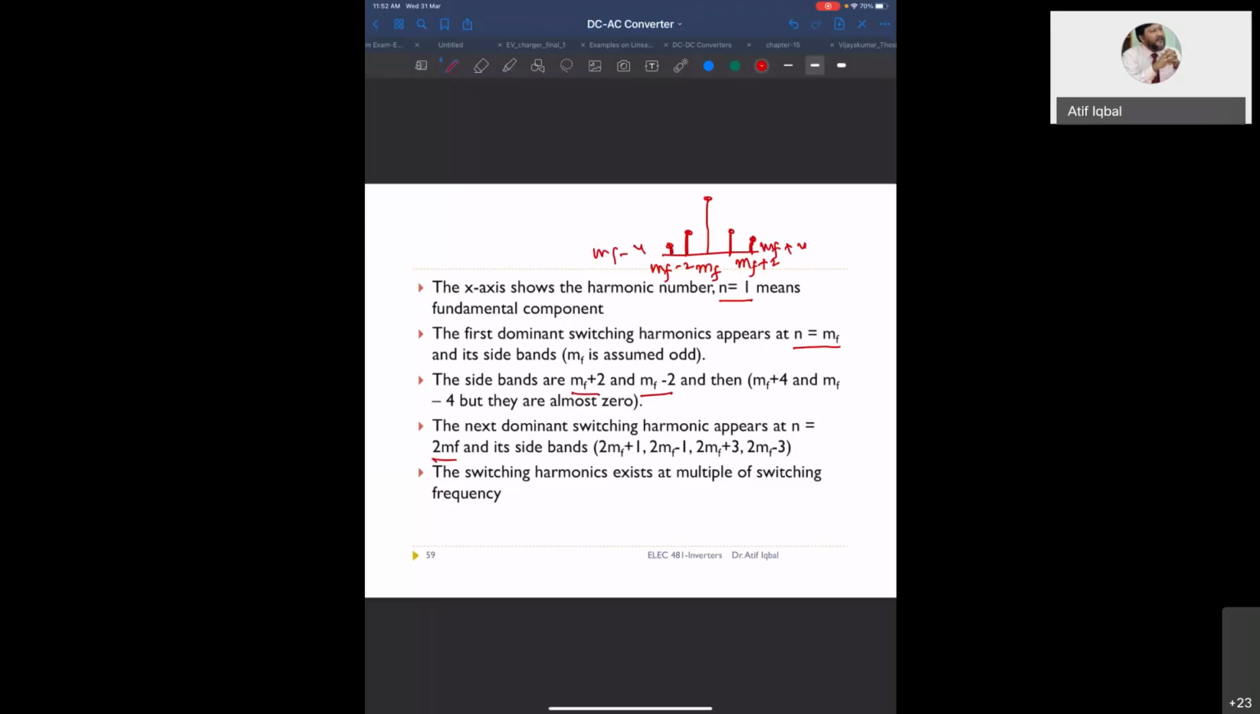The next dominant harmonic appears at 2 mf. So the harmonic will be at mf, the 100th harmonic, then the 200th harmonic. Then it will have symmetrical sidebands like this. This is 2 mf, 2 mf plus 1, 2 mf plus 3, 2 mf minus 1, and 2 mf minus 3.